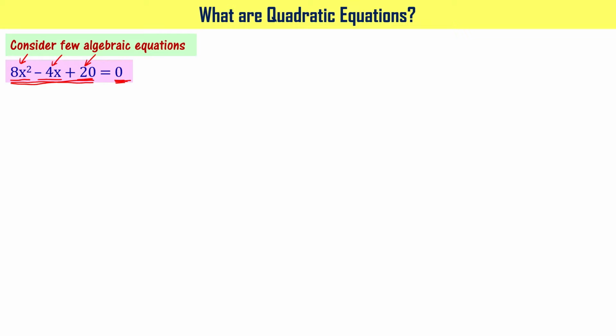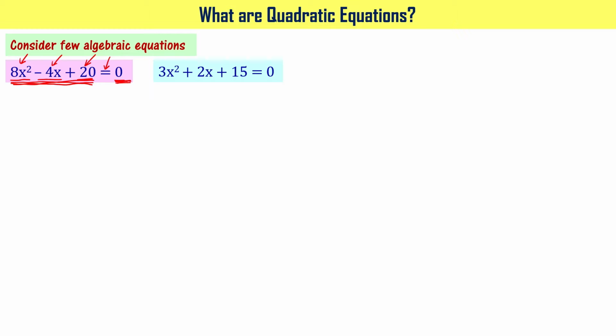If you look at the equal to symbol, it is equating the algebraic expression on left hand side with the numerical expression on the right hand side, right? That is the reason this particular equation is called an algebraic equation. Got it? Let's see few more algebraic equations.